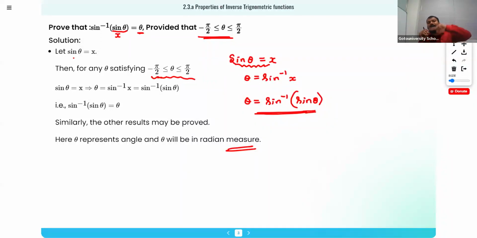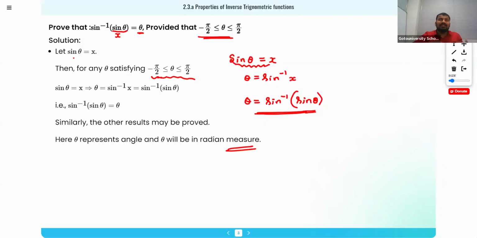That's why I hope you remember I have given in the beginning itself, in the first set itself I have given. So you have to take sine inverse of sine theta equals to theta, and at last you just need to write down the values. Theta represents angle, and theta will be in radian. Always the theta will be in radian. That's why I have given you both explanation. Theta, which is nothing but 30 degree, is nothing but pi by 6. 60 is pi by 3. 45 is pi by 4. I've already given that. You need to be very careful.